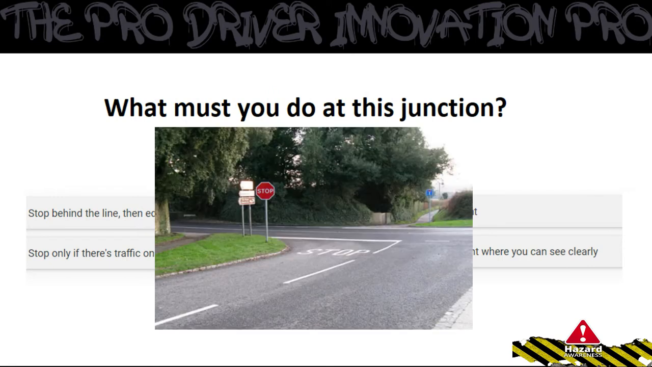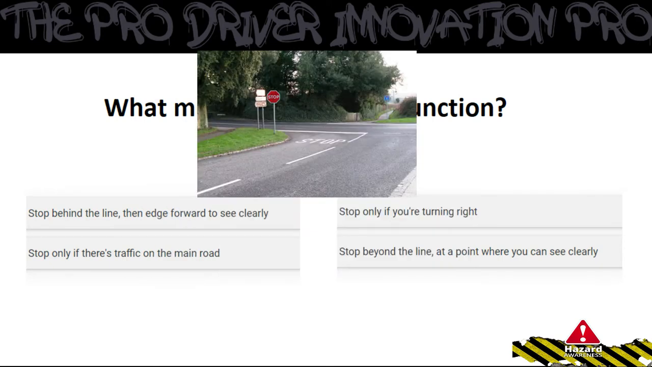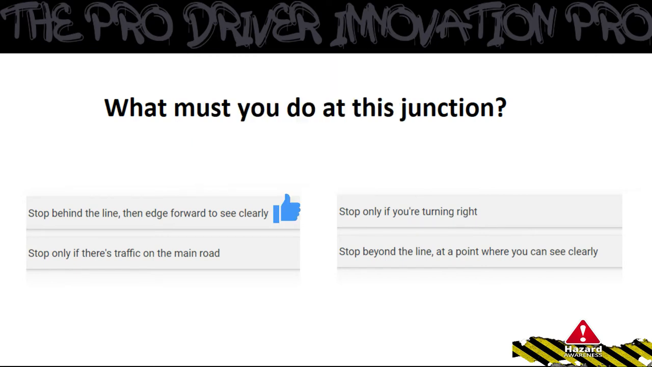What must you do at this junction? Stop behind the line, then edge forward to see clearly. Stop only if you're turning right. Stop only if there's traffic on the main road. Stop behind the line at a point where you can see clearly. Stop behind the line, then edge forward to see clearly.